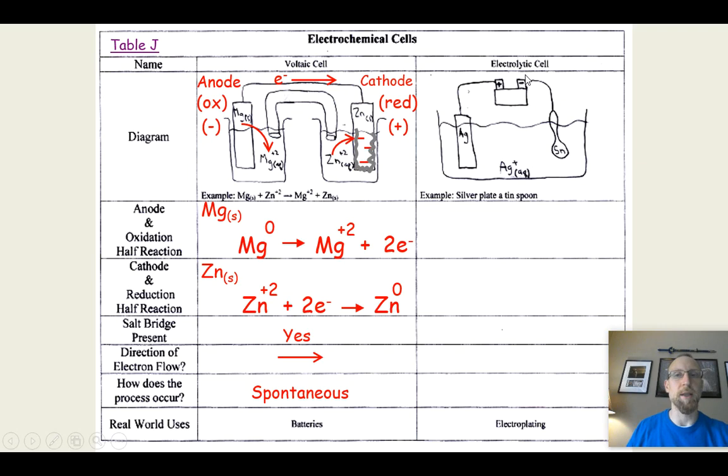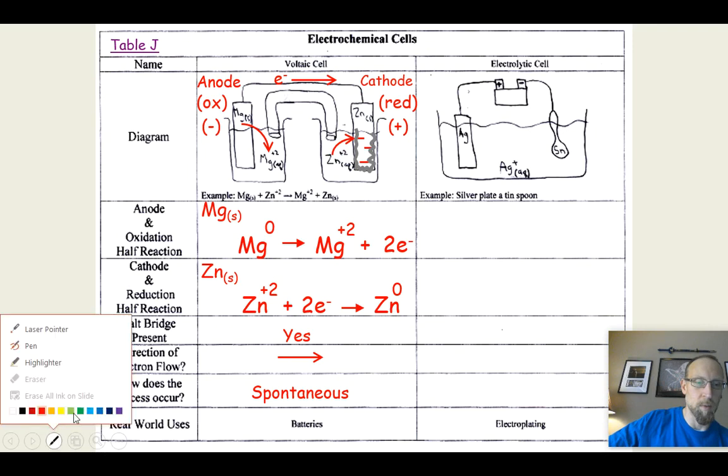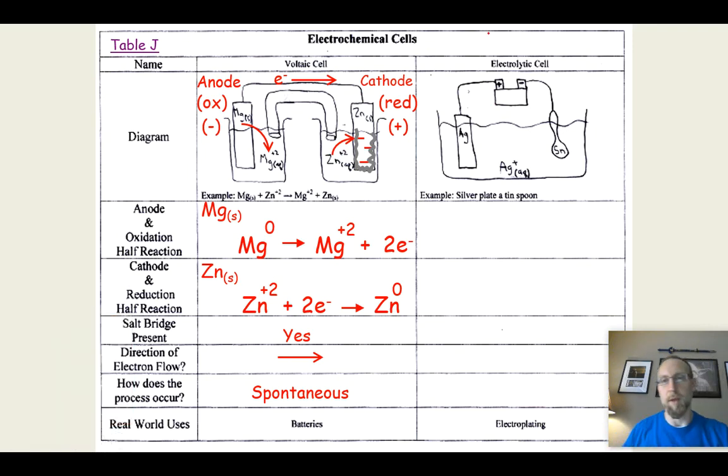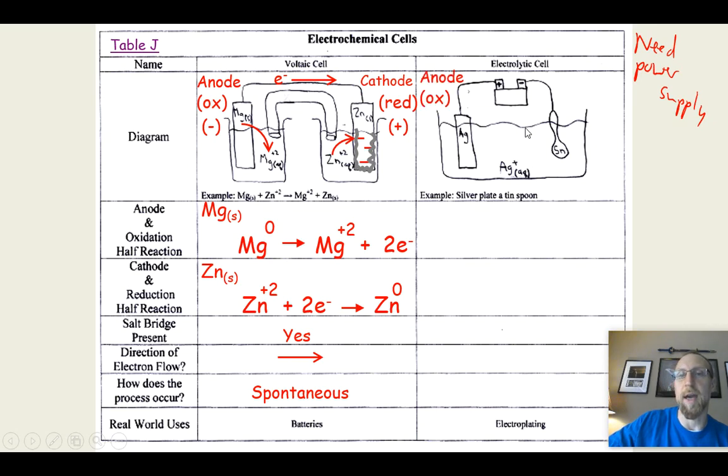So remember, these are not spontaneous. These, as we said before, and we wrote down, need a power supply, right? Don't forget that. They are not spontaneous, and we'll come back to that. So again, who's the anode, who's the cathode? Well, we don't go to table J here. So we know that the silver is the anode and the spoon is the cathode. Why? Because the object is always the cathode. The object is what we want to coat with the other metal. So An Ox, Red Cat, still applies.